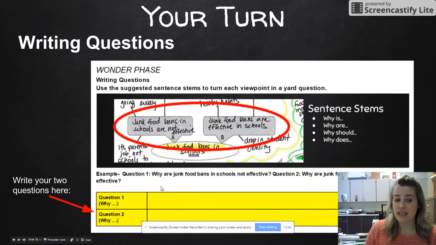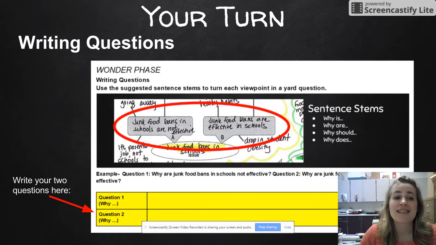So, for example, my first viewpoint is junk food bans in schools are not effective. So in this yellow box, I would just write, why are junk food bans in school not effective? And my other box says junk food bans are effective in schools. So I would say, why are junk food bans in schools effective? You are going to go ahead and type into the yellow box those 2 things. And that ends this portion on writing questions. There's a second lesson for today on identifying keywords. So you're going to have to play the second video to understand how to identify keywords.